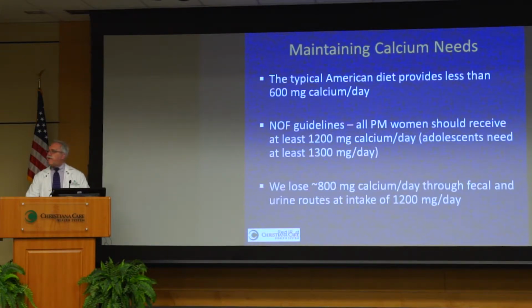So calcium is very important because calcium is used to build bone. The average American diet provides less than 600 milligrams. All postmenopausal women should receive probably about twice that. And we lose a good bit of calcium, but it's important to get enough calcium. The best way to do that is by eating a normal healthy diet that contains the calcium. Sometimes supplementation is indicated, but a good well-rounded diet gets you well on the way.